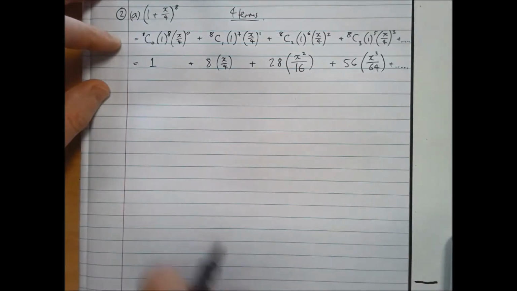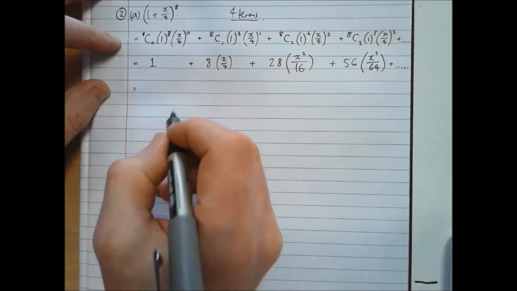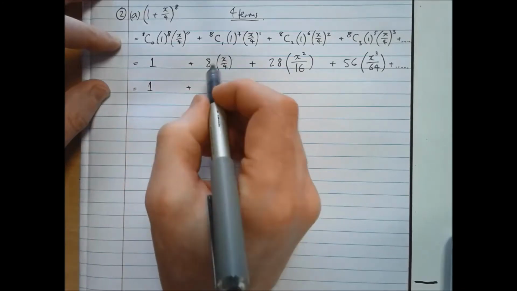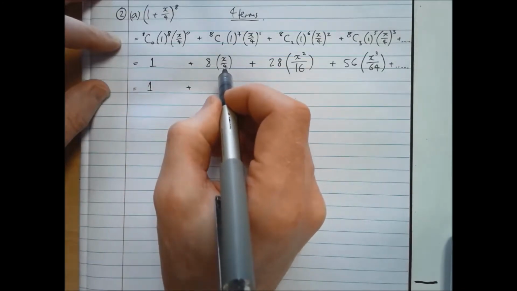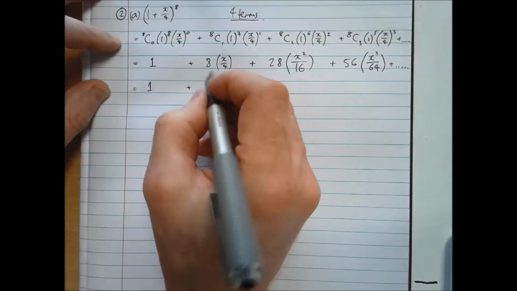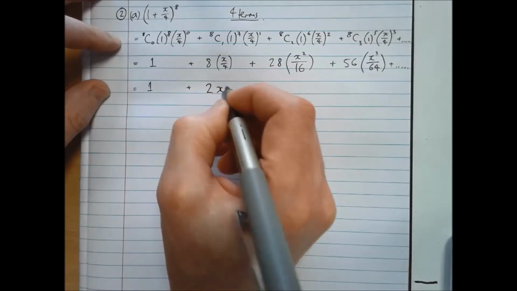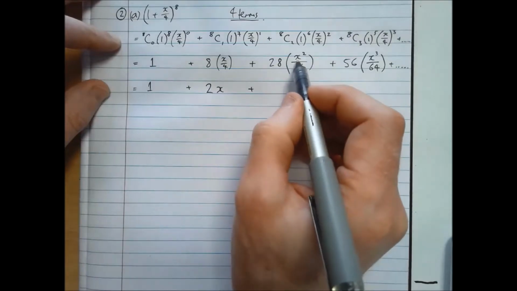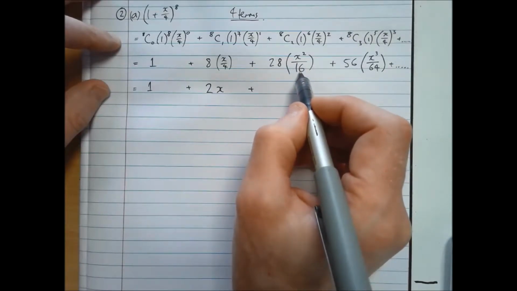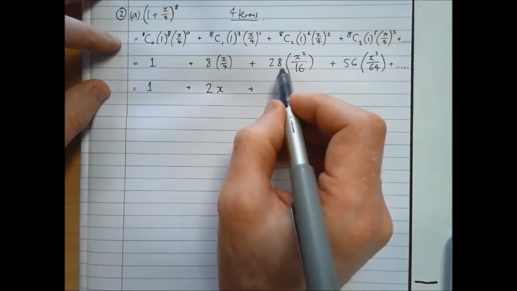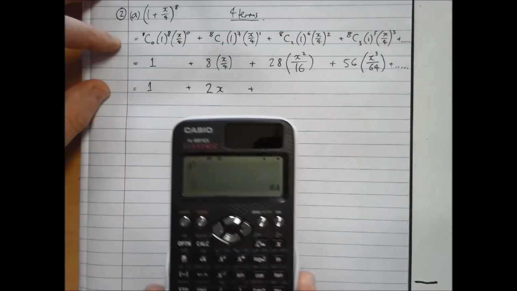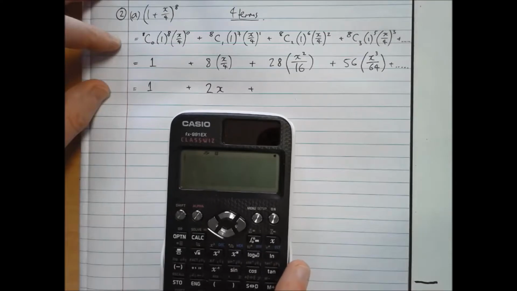Okay, so final line of working out is just to tidy all of that up. So we've got 1. Now here we have 8 times x divided by 4. Well, 8 divided by 4 is 2, so that's just going to simplify to 2x. Here we have 28 times x squared divided by 16. So we want to simplify 28 over 16. 28 over 16 is going to be 14 over 8, or 7 over 4.